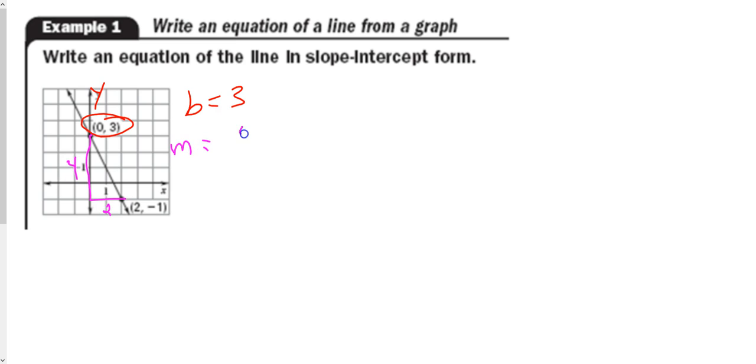My slope is always rise over run. And since I'm falling down the hill, as I read from left to right, that's going to be a negative slope. So my slope is -2. So my equation is y equals -2x plus 3.